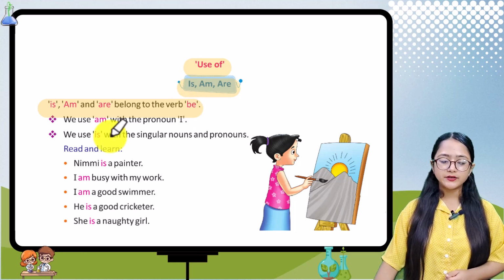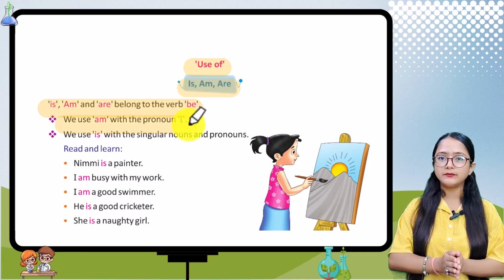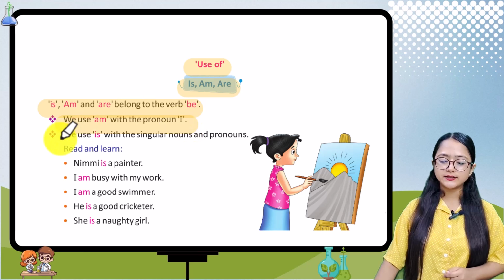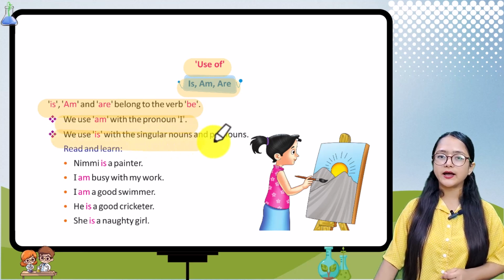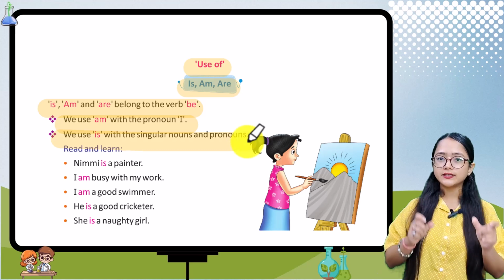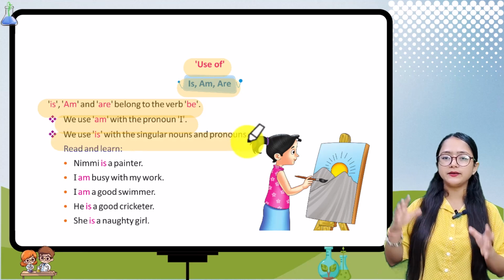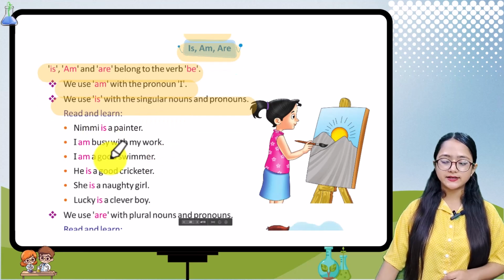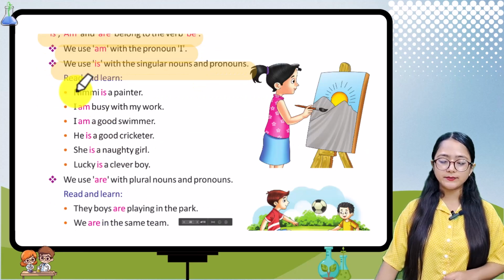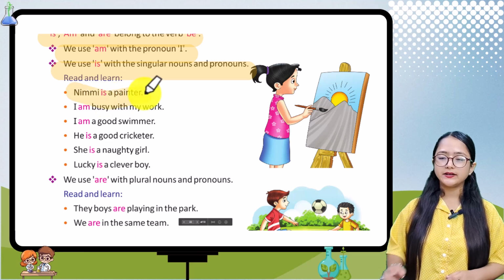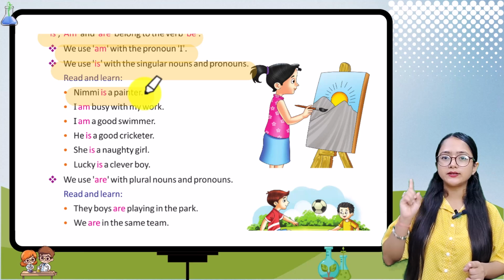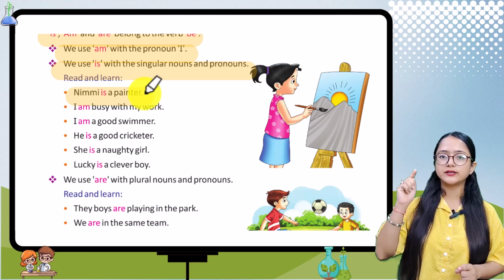We use am with the pronoun I. Next, we use is with singular nouns and pronouns. Now read and learn the given sentences. First one, Nimi is a painter. Here it is talking about one single person, so you have to use is.